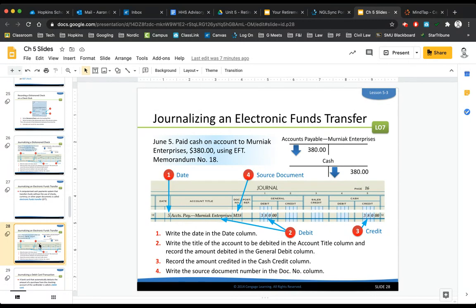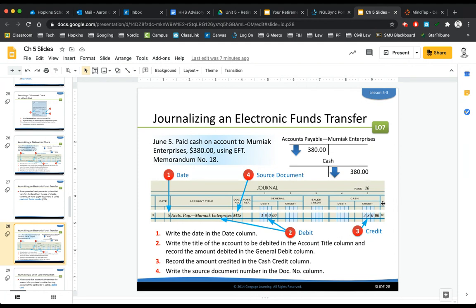So in this transaction, just like back in chapter 3, when you're journalizing transactions, write the date, write the general account description or the account title in there. Record your debit for $380. So accounts payable, that liability, if we paid cash on account, we're paying down something that we owed Murniak Enterprises. So we're going to reduce our liability, or debit our liability, by $380. We are then also going to credit or reduce our cash by $380. And that's basically our journal entry right there.